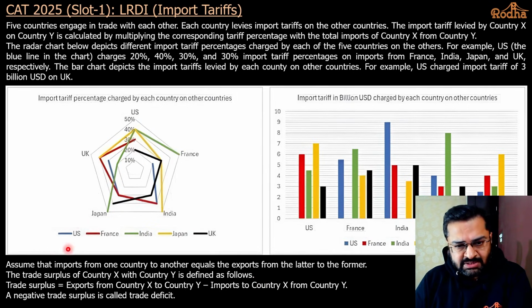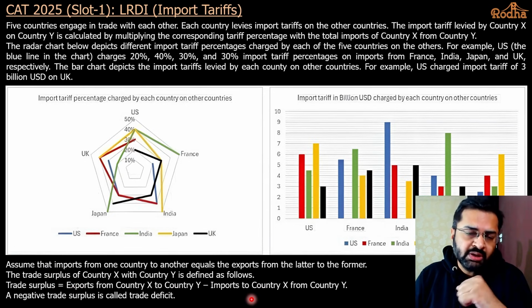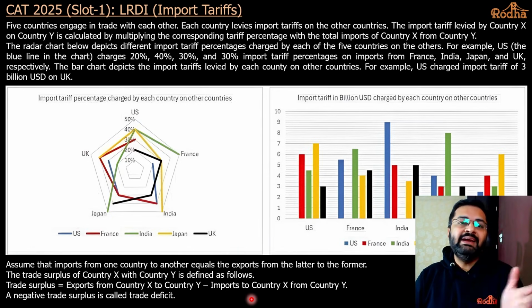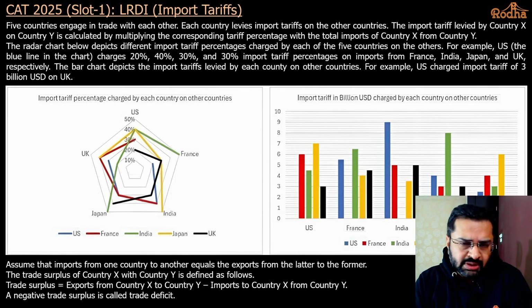And what it finally says is a negative trade surplus is called trade deficit. Whereas if it's the other way around, when you are importing more and exporting less, then it's called a deficit. So a negative trade surplus will be called a trade deficit. Simple definitions, you should otherwise also know from general knowledge. This is important for you, but not sure they have given the definition.